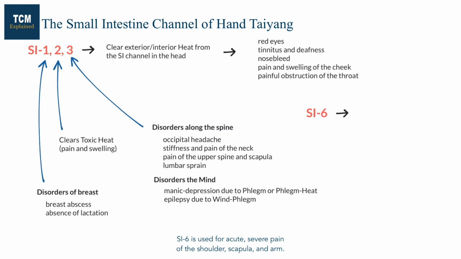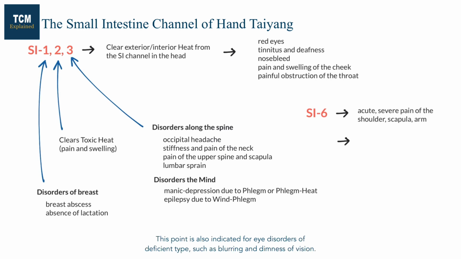SI6 is used for acute, severe pain of the shoulder, scapular, and arm. This point is also indicated for eye disorders of deficient type, such as blurring and dimness of vision.